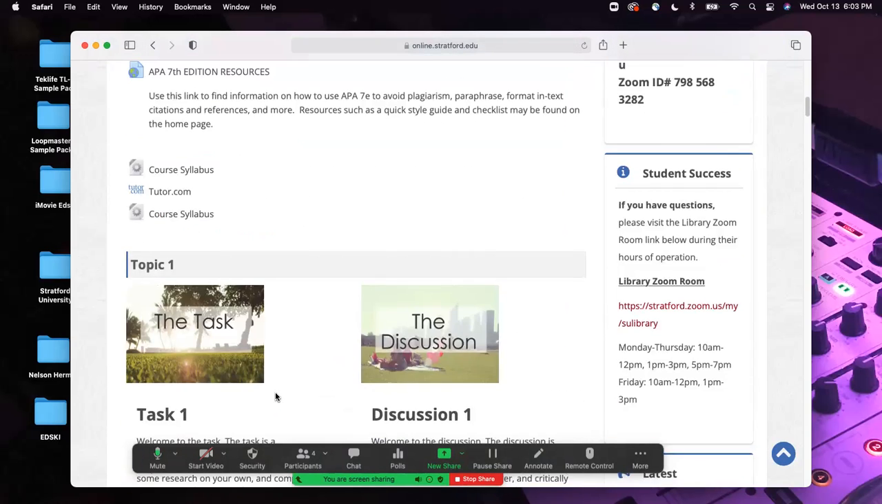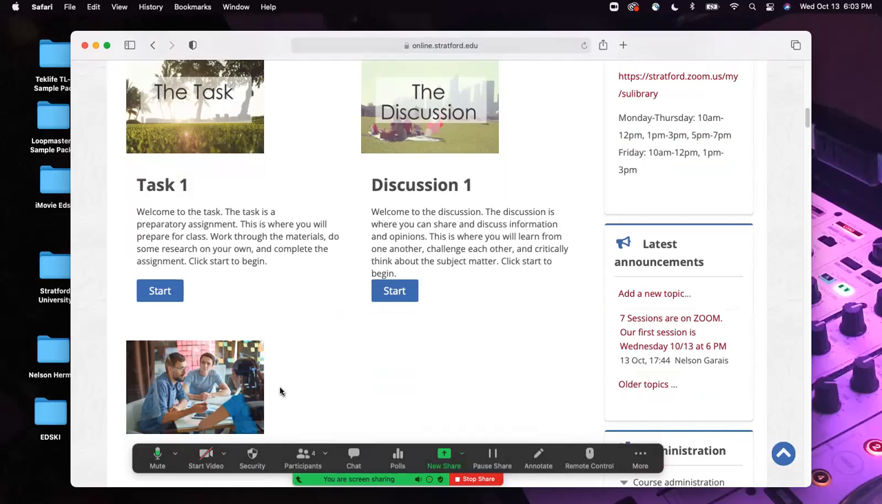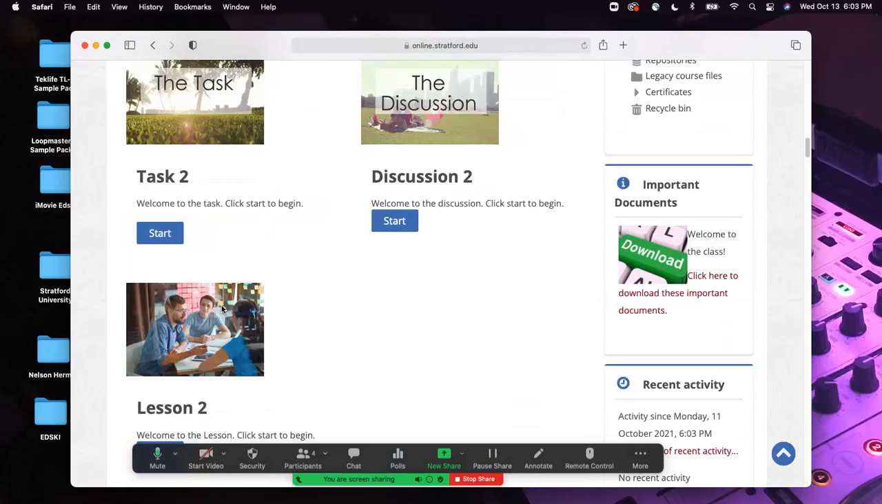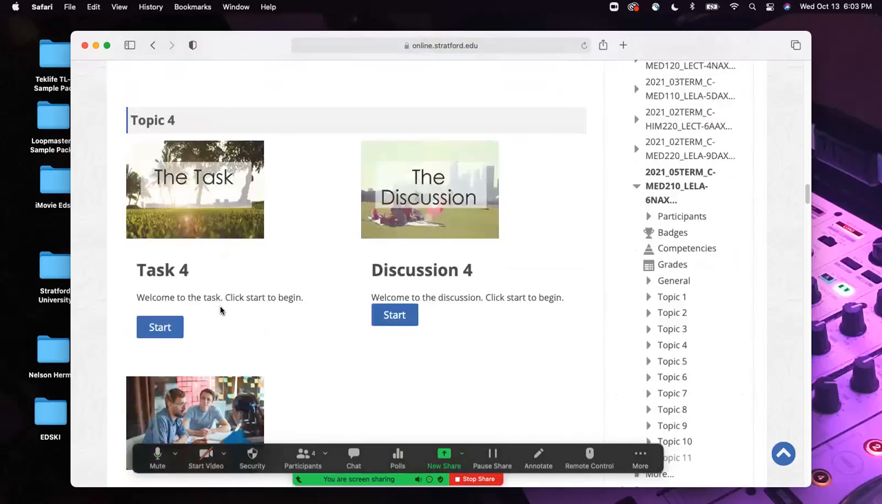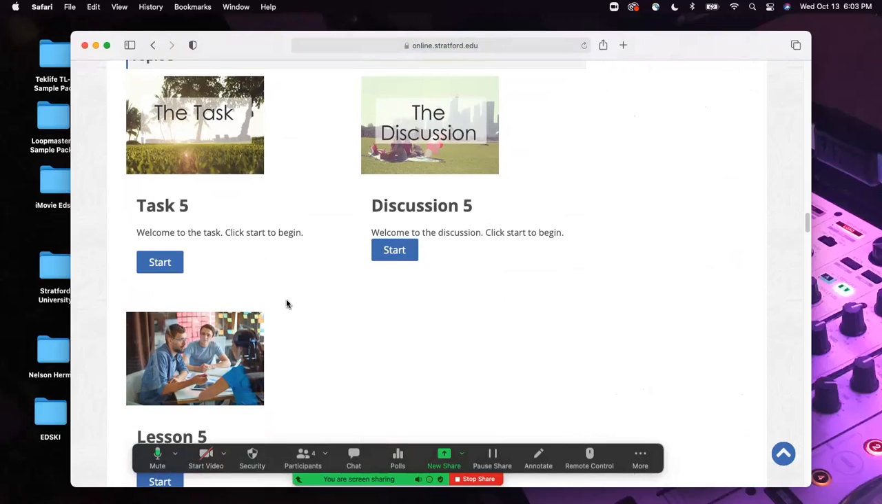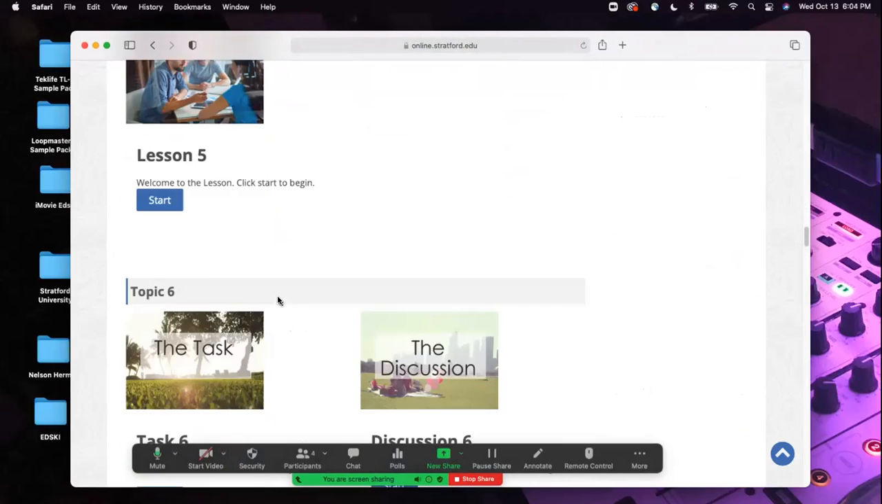The first thing you have to know and understand is this is a 10-week program, and every week there's a task, discussion, and lesson. Jump right up to week 5. In week 5, there'll be a midterm, 50 items, multiple choice, based on items from weeks 1, 2, 3, and 4.